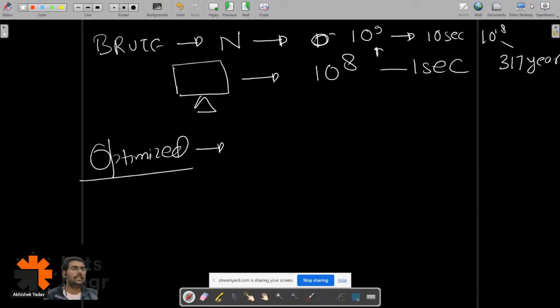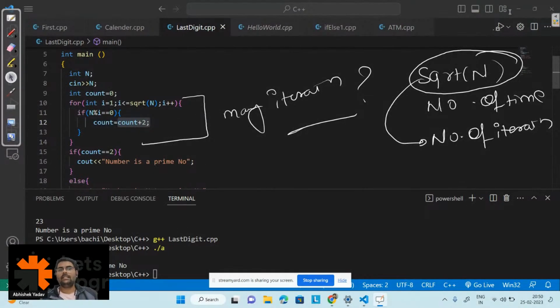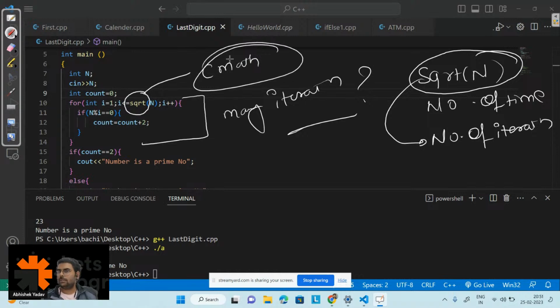Abhishek is asking why we use cmath. Basically, Abhishek, we have some inbuilt functions that are already present inside the header file. With the help of that inbuilt function, I can calculate the square root of a number. So that's why I'm using square root, and in order to use it, you have to include the cmath header file. Abhishek, now it is clear?